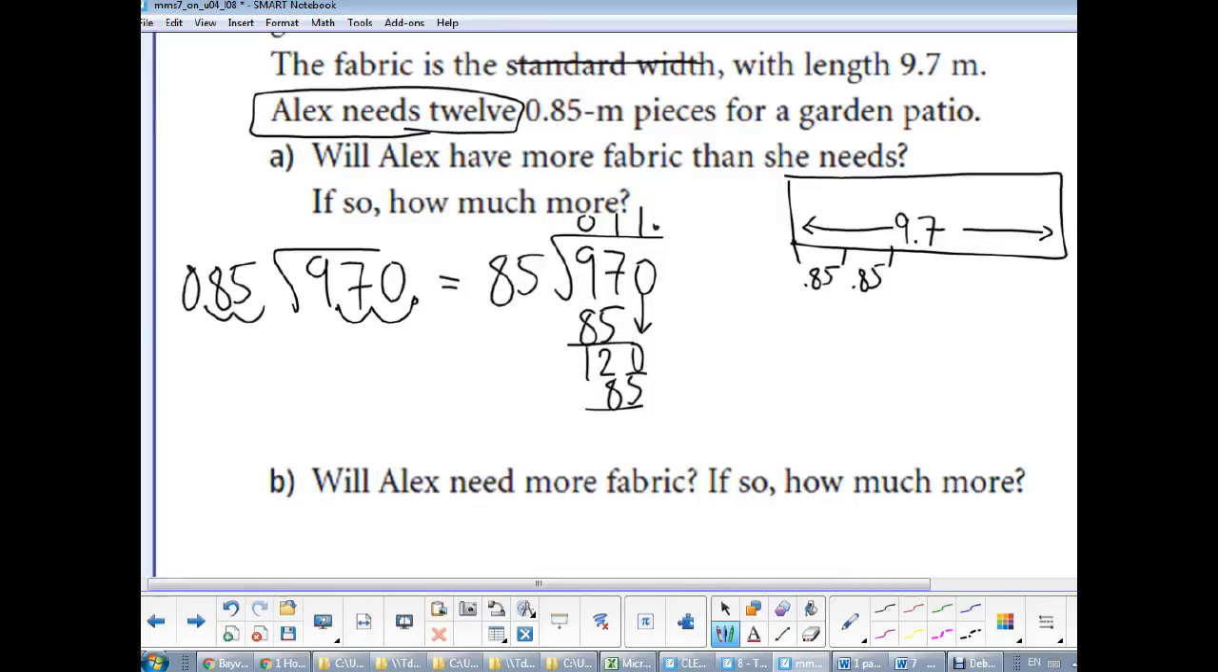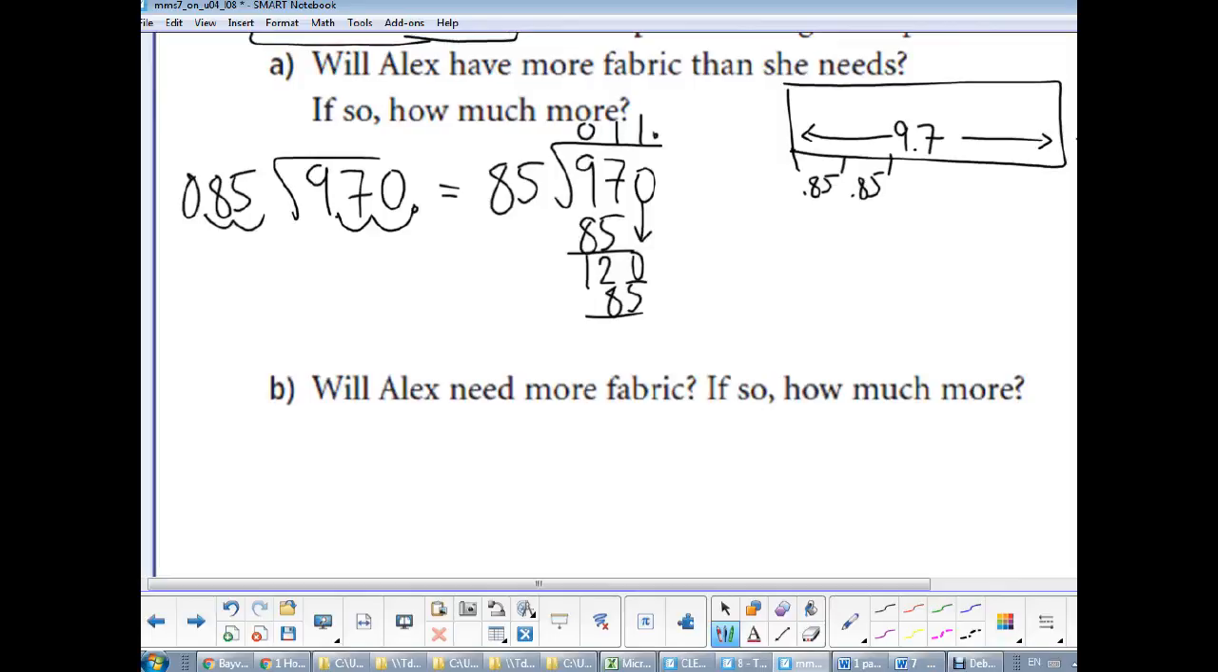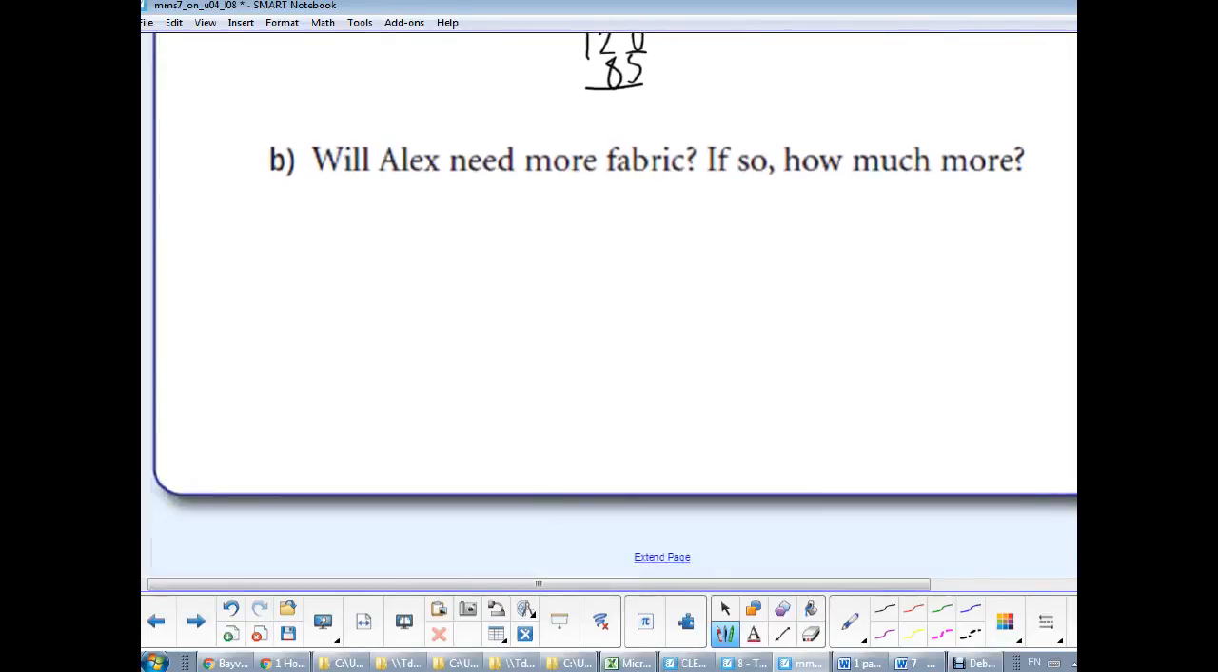And yes, it looks like she's going to be short. So part B is, will Alex need more fabric? And the question is, how much? Well, we know Alex can get 11 pieces. So how much is 11 pieces going to be? Well, each piece is 0.85.